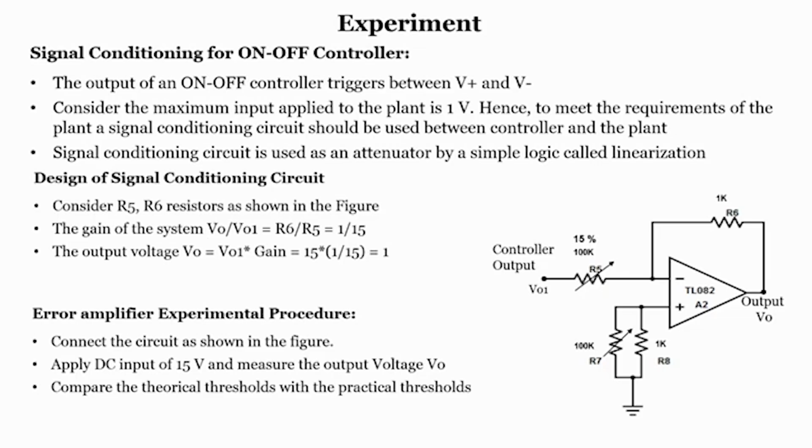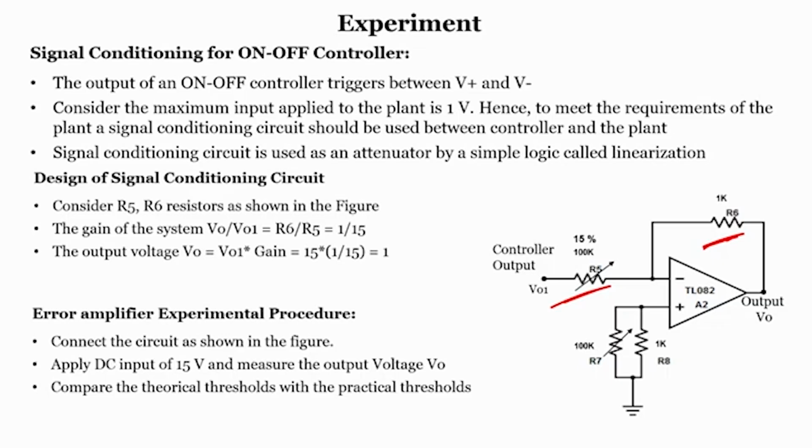We also know that, correct. Now, the signal conditioning circuit is used as an attenuator by simple logic called linearization. So, if you want to design a signal conditioning circuit, what can we do? We can consider R5, R6 resistors as shown here, right over here and right over here. And if you see, its gain is 1 by 15, 1 kilo ohm, 100 kilo ohm, that is 1 by 15. The output voltage VO is VO1 into gain, which is 15 into 1 by 15, right, and which is equal to 1.